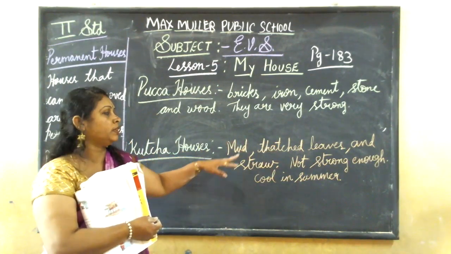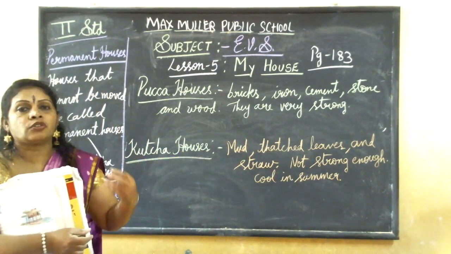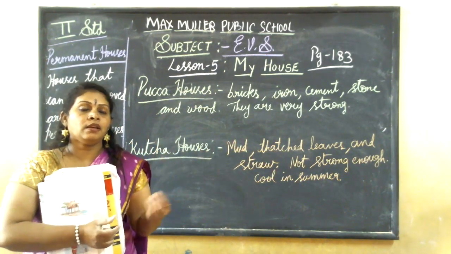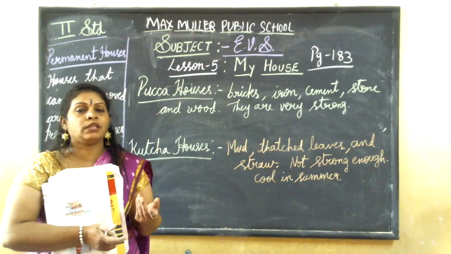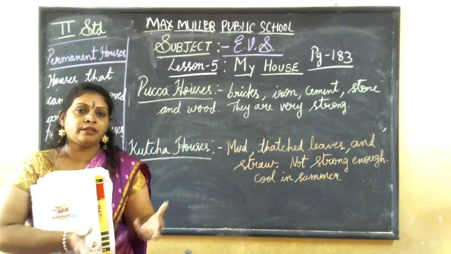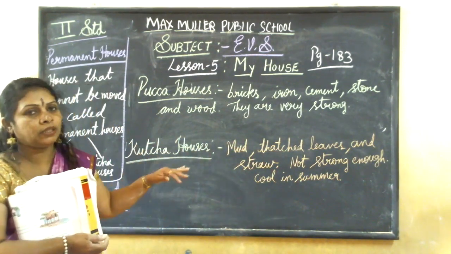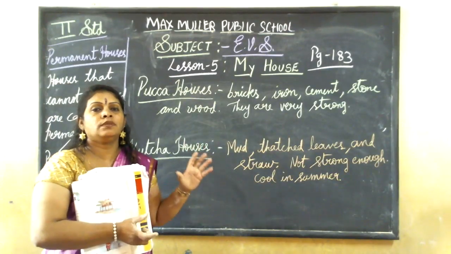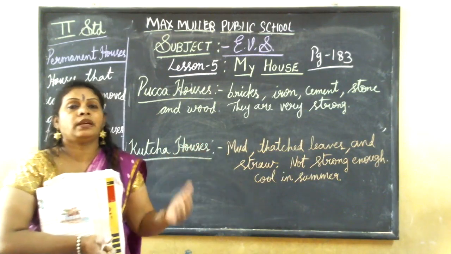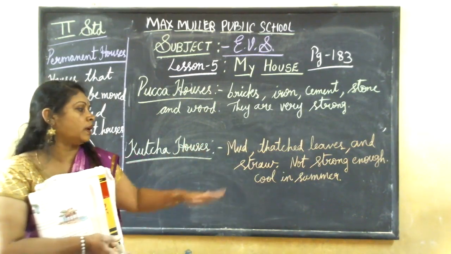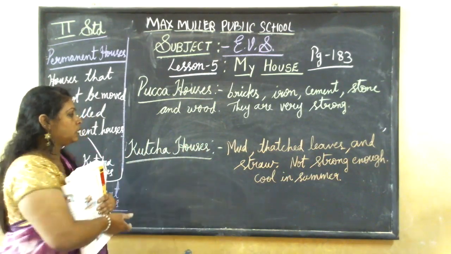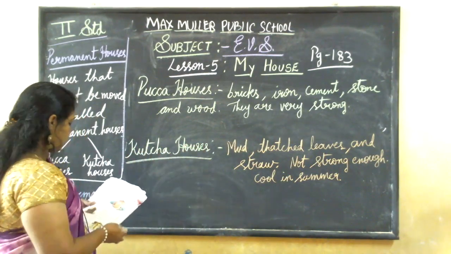Okay, Kacha houses are made of mud, thatched leaves, and straw. Mud, you all will be knowing. Thatched leaves and straw, straw is dried. You might have seen in villages. Thatched leaves are the dried leaves. So with that they will construct the house. This will not be very strong, to bear the heavy rain and wind. But in summer days it will be very cool. So how are they constructed? See, you can make out.